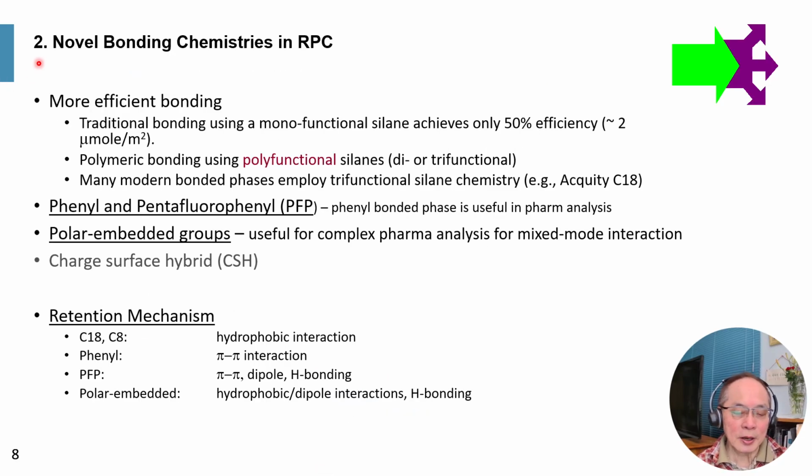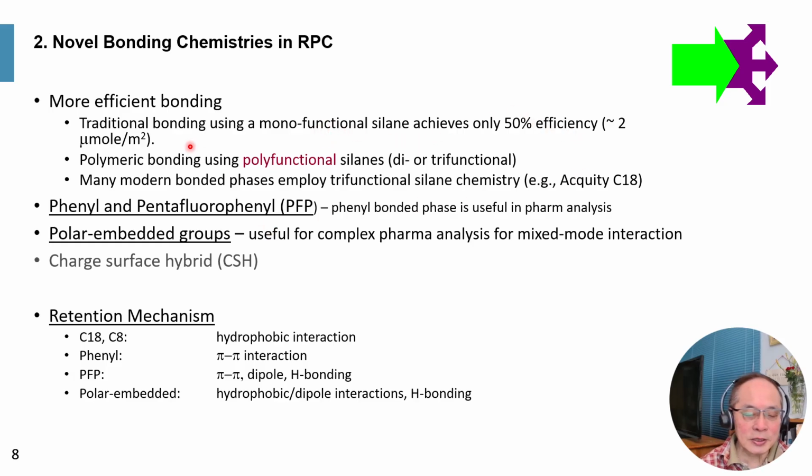In this section, we talk about novel bonding chemistry and some of the newer processing other than just monofunctional silane. So there's some improvement in more efficient bonding. Traditional bonding using monofunctional silane typically achieves only about 50% efficiency, or about 2 micromole per meter square of bonding, meaning there's a substantial amount of residual silanol groups in there.